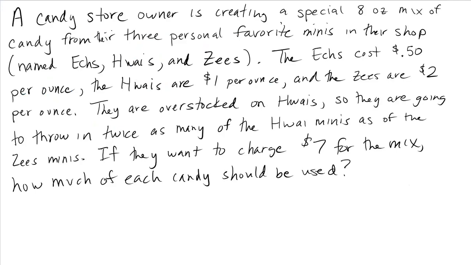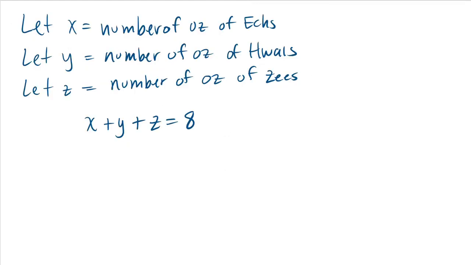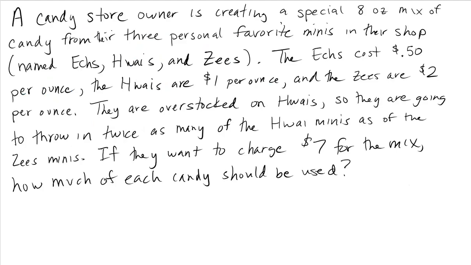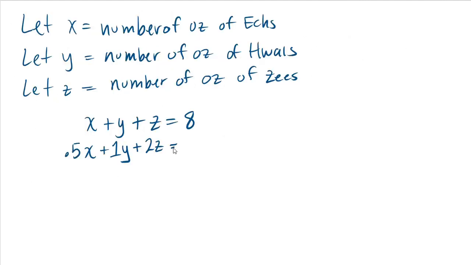We know that the X costs 50 cents per ounce, the Y's cost $1 per ounce, and the Z's are $2 per ounce. And that the total value of the mix is to be $7. So the value of the X would be 50 cents times X. The value of the Y's would be $1 times Y. I know we don't need to write that one, it would be implied, but I want to show my work here. And it's $2 for each ounce of Z's. This sum would be the total value of the candy in the mix, and we know that they want to charge $7 for that mix, so this should be equal to 7.